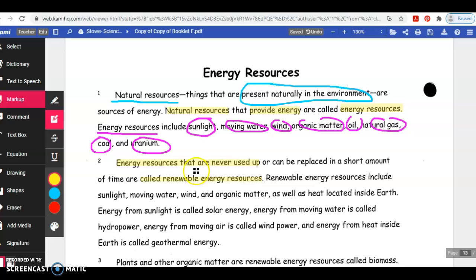Also, I want you to do energy from sunlight is called solar energy. Energy from moving water is called hydropower. Energy from moving air is called wind power. And energy from heat inside Earth is called geothermal energy. So the very last sentence for sure.